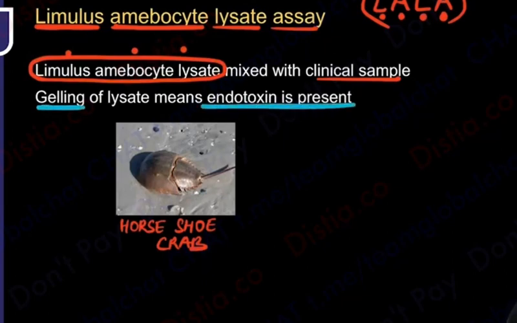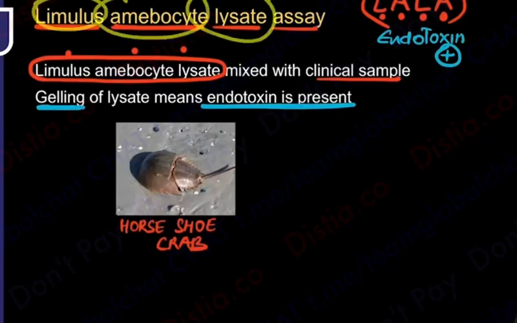That is how I remember. If there is gelling of LALA, this means the endotoxin is going to be present. What is LALA? Repeating, the Limulus amebocyte lysate assay. Only as a point, this is important for INI-CET.